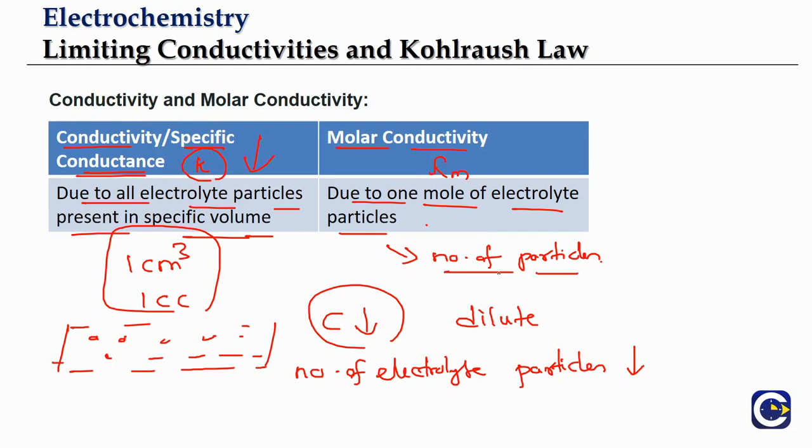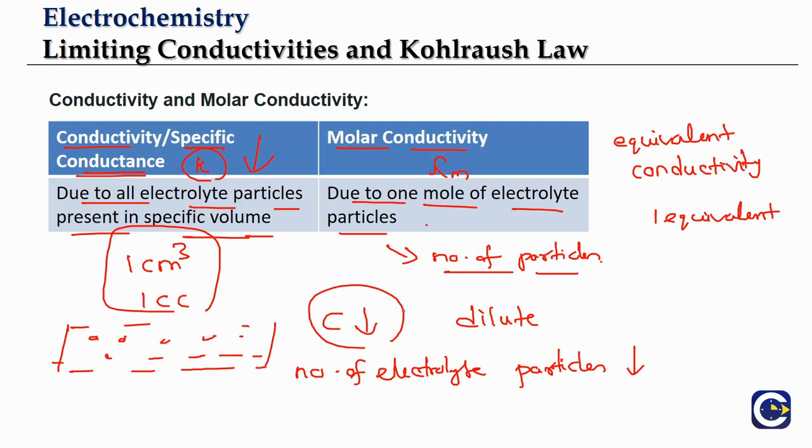We are saying 1 mole of electrolyte particles. Similarly, when we talk about the equivalent conductivity, there we will be talking about conductivity coming from 1 equivalent of the electrolyte particles. So we are fixing the count of particles there. So the behavior of conductivity and molar conductivity will be different when we are changing concentration.